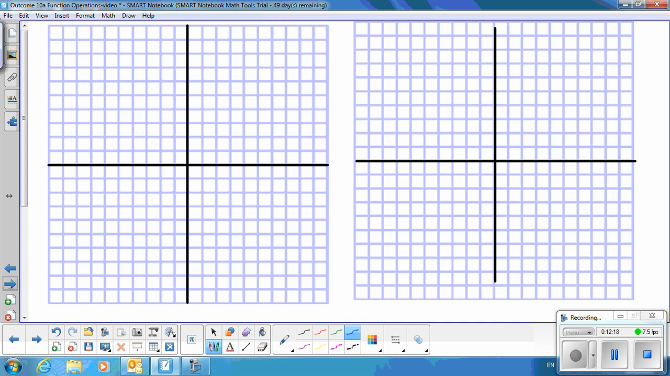So the first one was the graph of y equals x plus 2. Y equals x plus 2 has a y-intercept of positive 2, a slope of 1, and so it will be a straight line like this. The domain, x can be any real number. The range, y can be any real number.